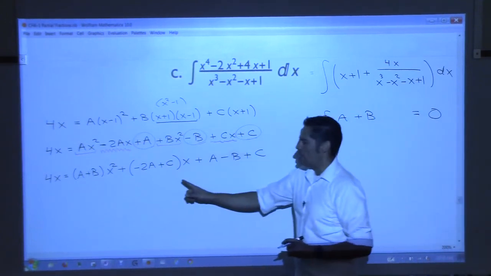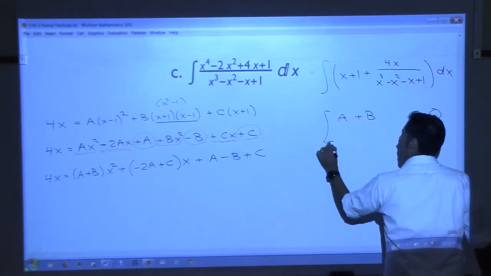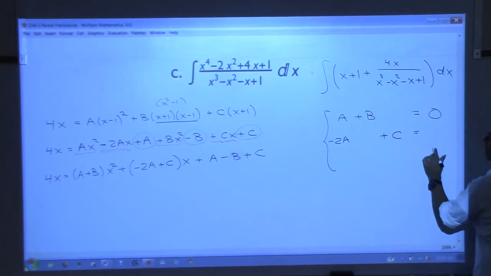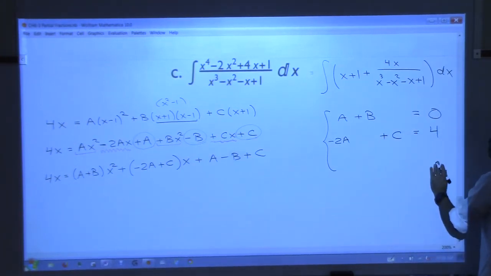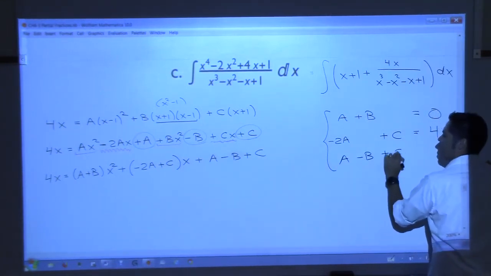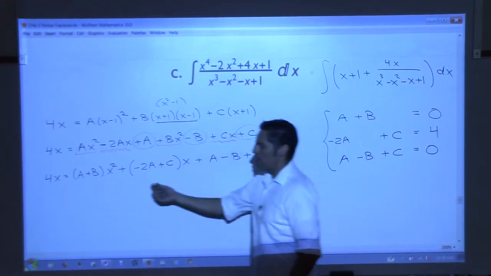This second equation right here, negative 2a plus c, is what's in front of x. So negative 2a plus c is what's in front of x. So that has to be 4, right? And then what about a minus b plus c? What does that have to be equal to? 0, because there is no number over here by itself without x.